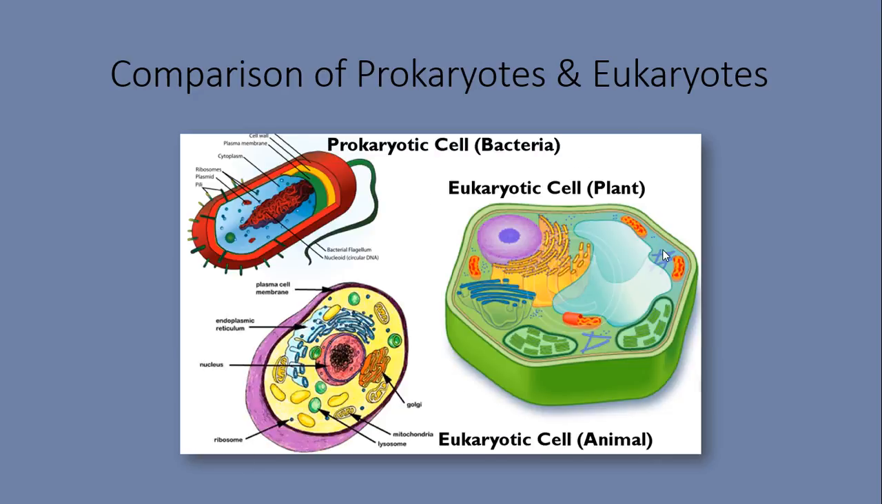And here's another image that just shows a comparison of the prokaryotic cell with the eukaryotic plant cell and the eukaryotic animal cell. It just shows you the differences and the similarities in all of them, and what you can expect to see when you're looking at prokaryotic and eukaryotic cells and what structures should be found in which ones.